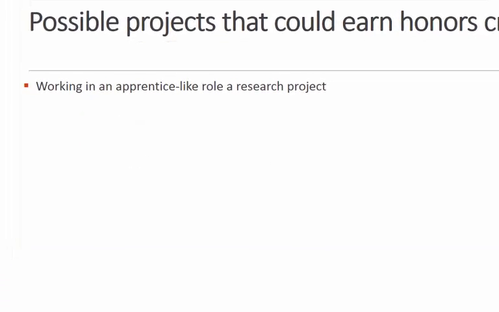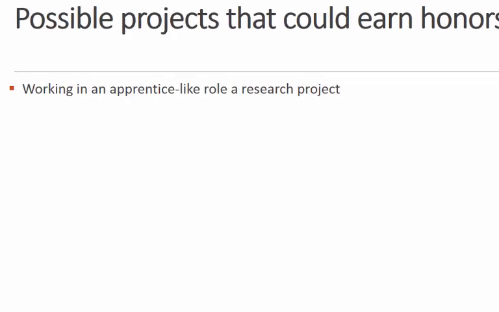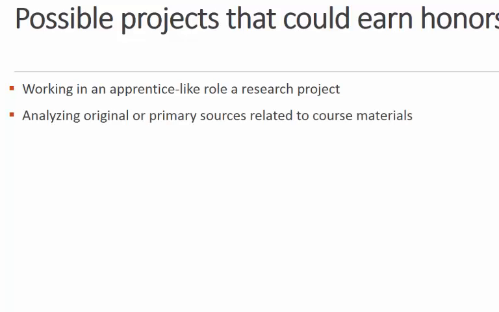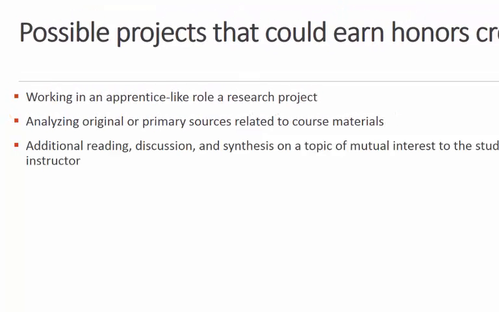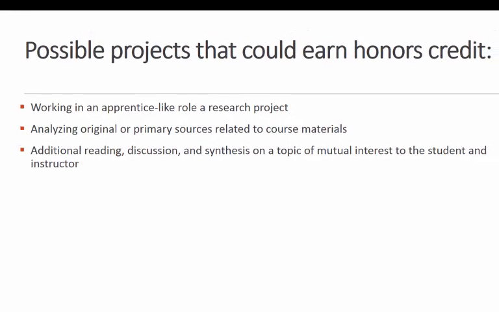But there's a lot of different things that students can do to earn honors credit. They might work like an apprentice in your lab or in a research archive, working with you on your research project if it's related to the class. It might be working with original or primary sources as opposed to regular course materials that you normally use with your regular students. You might add additional readings and discussions. You want to synthesize a topic and meet with a student on a regular basis in your office hours and then have a final reflective paper. You might want to have them complete a policy paper or a literature review. This is usually the most common type of honors contract.